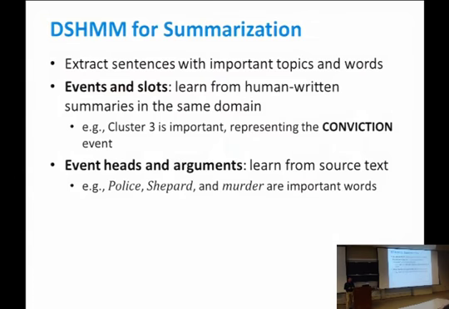So next I'll also show how you can evaluate DSHMM using multi-document summarization. The goal here is to extract sentences with the important words and topics, and this is learned from the data. To learn which are the important events and slots, we'll learn this from human written summaries from the same domain. So for example, you might learn that cluster number 3 is important because it represents the conviction event. Do you have a question?